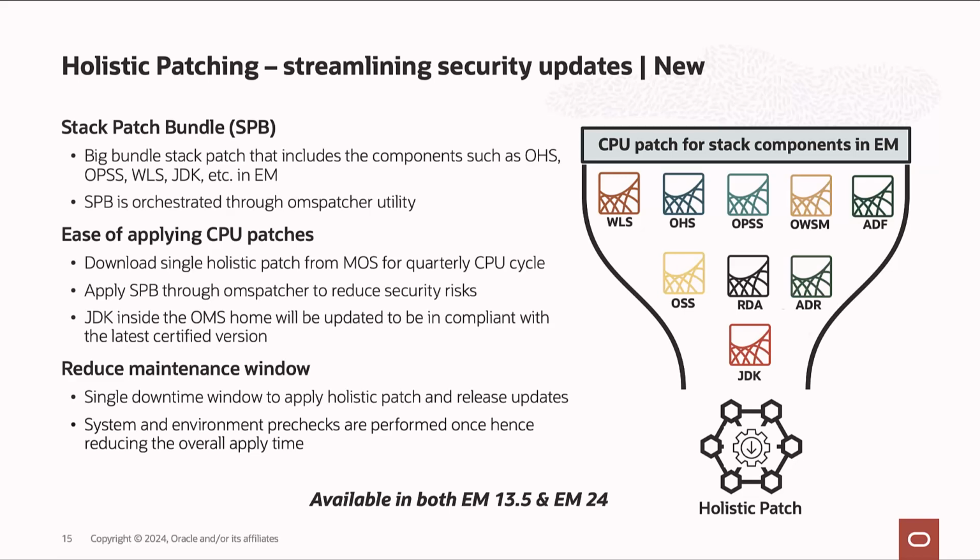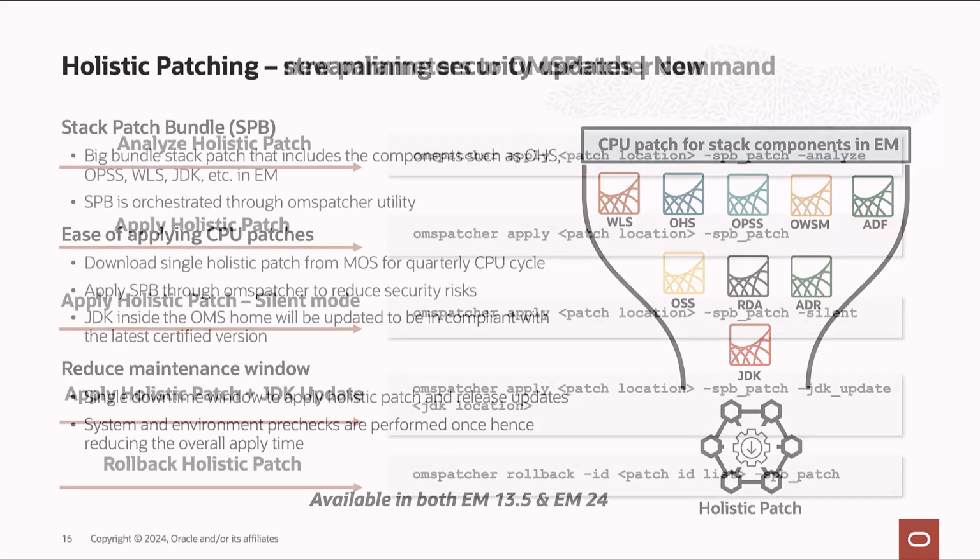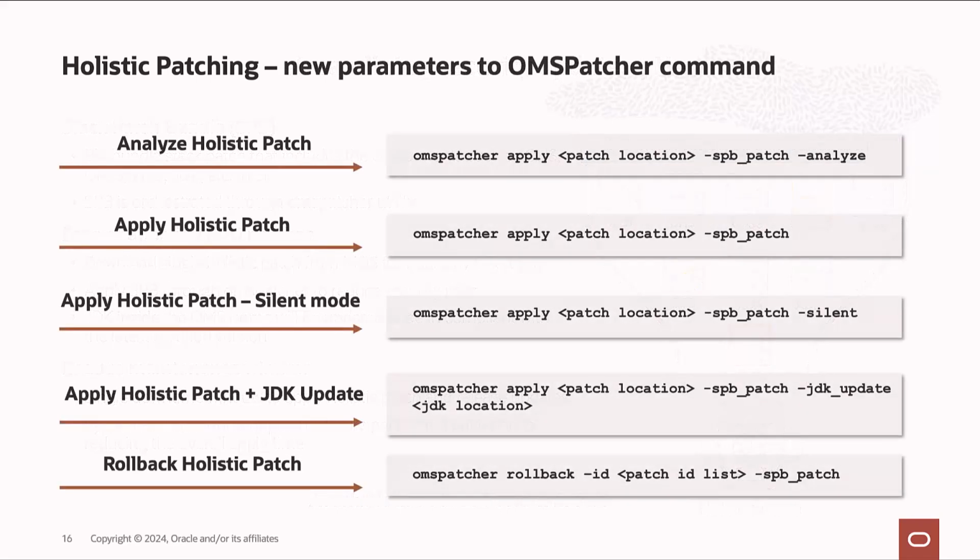Holistic patching also reduces the maintenance window by consolidating patching activities into a single downtime window. This streamlined approach minimizes disruption to our operations and ensures timely release updates. Moreover, system and environment pre-checks are performed once, optimizing the overall patching process and reducing the apply time. With holistic patching for the critical patch update cycle, EM administrators can secure their systems against vulnerabilities in just three straightforward steps: analyze, apply, verify.